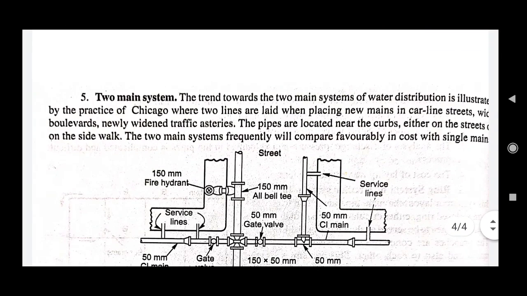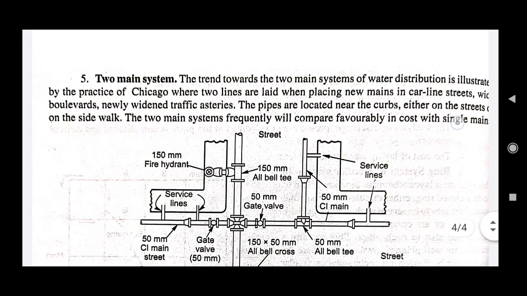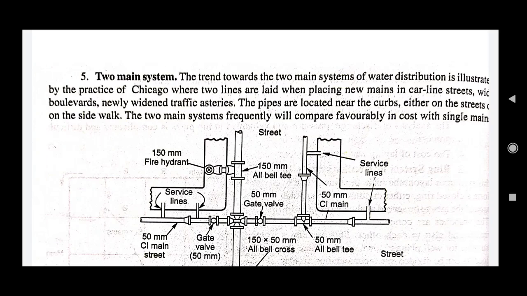Another system which is slowly gaining prominence is the two main system. What is this system? In the two main system of water distribution, two lines are laid when placing new mains in a street. This system is very prevalent in very developed localities where the curbs of either the streets or the sidewalks are used for laying of the pipeline.